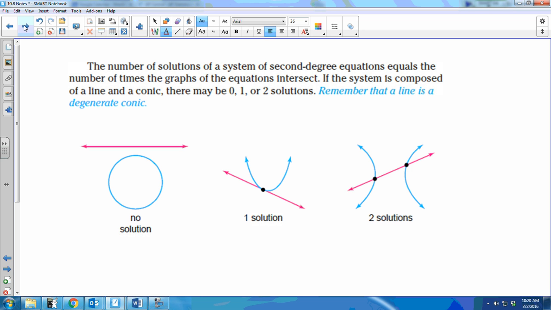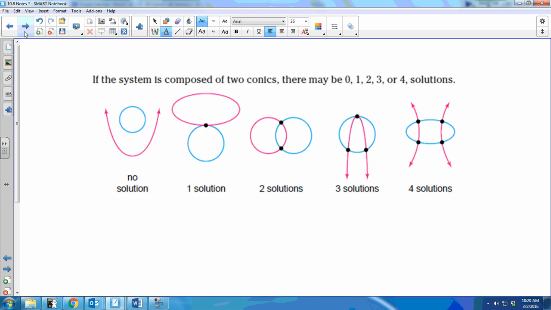Now, we could have systems that involve two conic sections. So if you have two conic sections, again, you could have no solution because they might not intersect at all. You could have one solution because they intersect at one place. You could have two or three or up to four solutions, though, because of how they intersect. All right? So keep that in mind, that you need to have all of the possibilities listed.